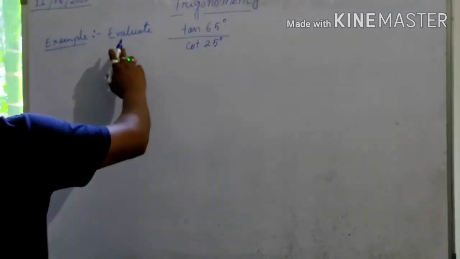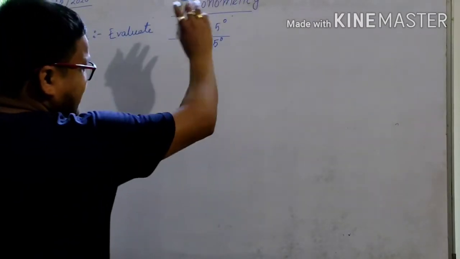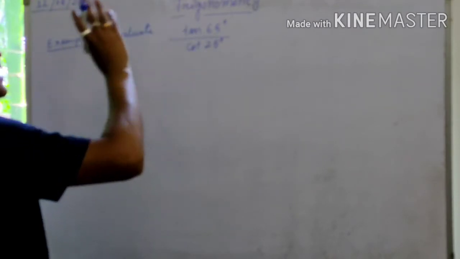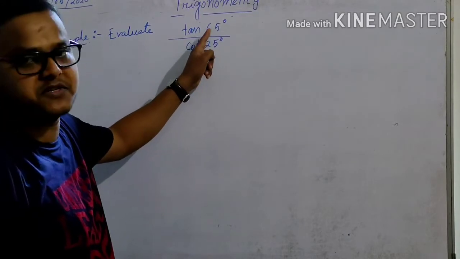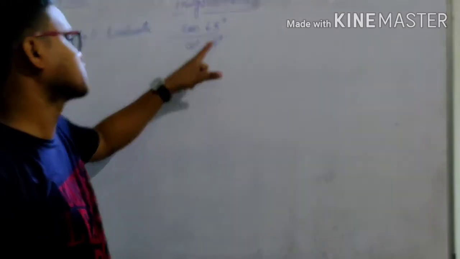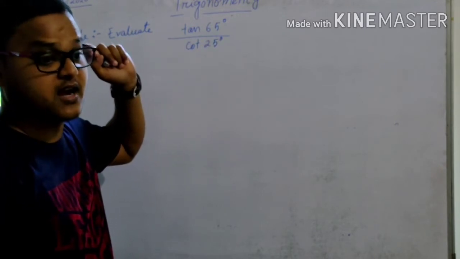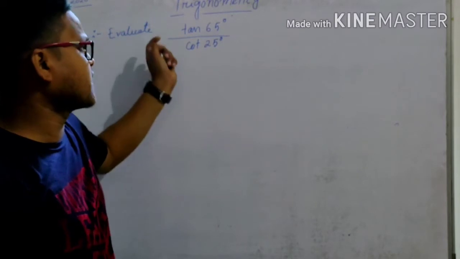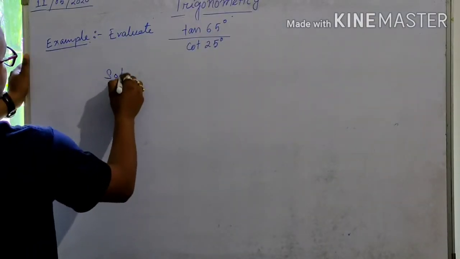Here it is: evaluate tan 65 by cot 25. In the earlier exercise you learned about specific angles, but here they are not specific. 65 is given, 25 is given, and we didn't know how to find these values in the earlier class. So now by applying complementary angles, we have to find this value. Okay, solution.